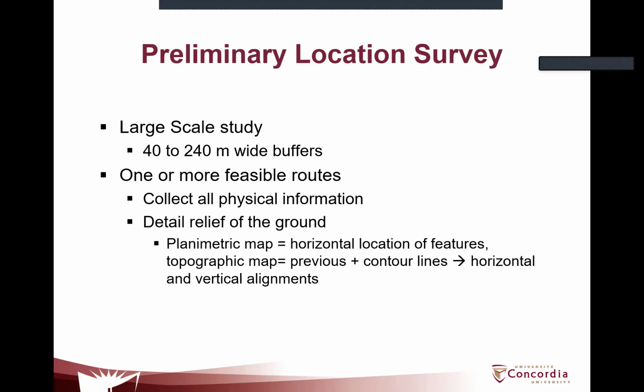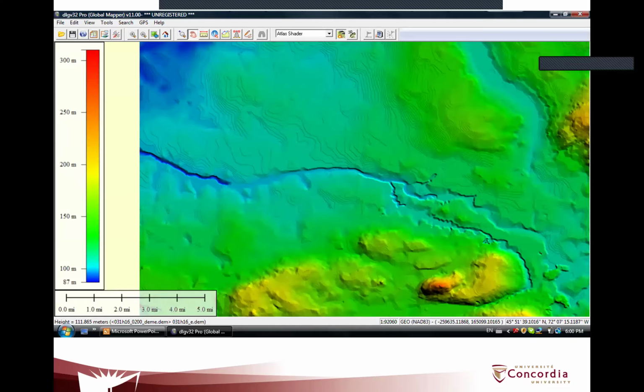So there is the planimetric map, which will give you the horizontal location of all the features, the topographic map that will give you the contours and the location of features. And on this topographic map is where we will place the horizontal alignment.